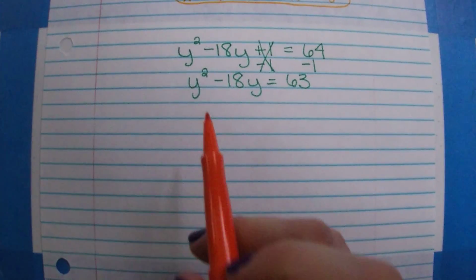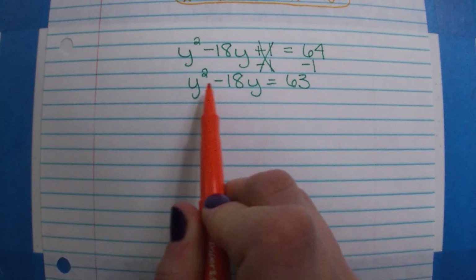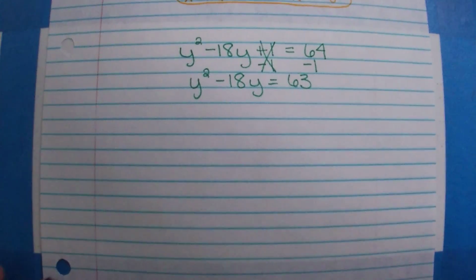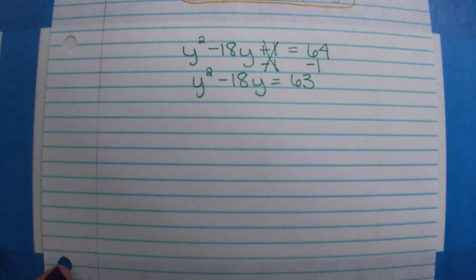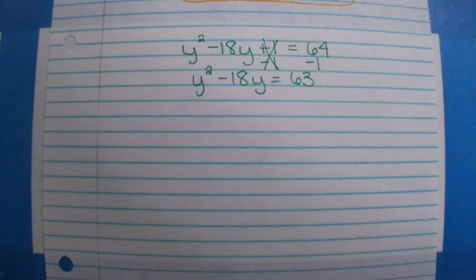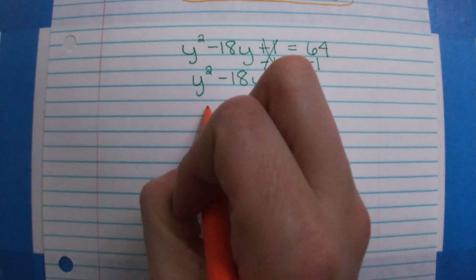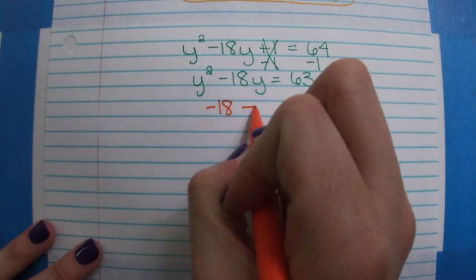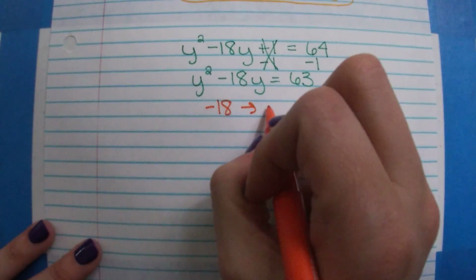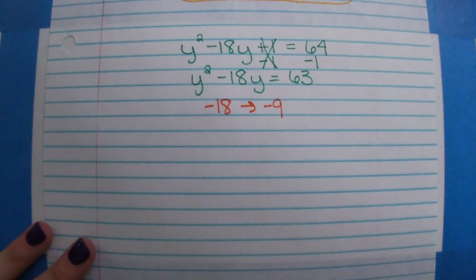Okay, and now we have our correct form. Right? x squared plus bx equals c. Okay, so now we're going to find b. b in this case is negative 18. We're going to take half of that, which is negative 9.